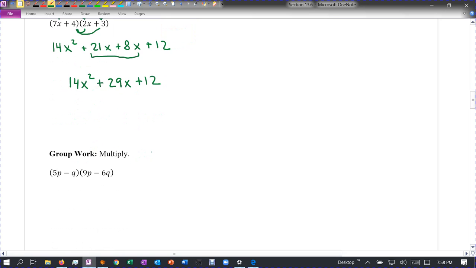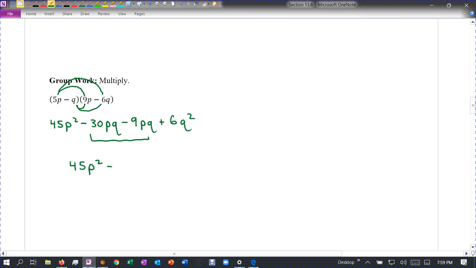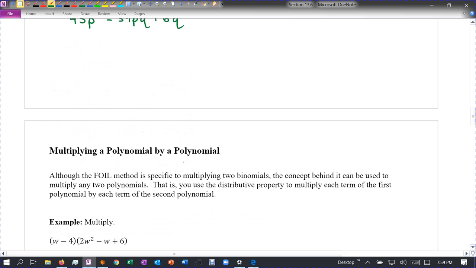All right, let's go ahead and do this one. So we're going to multiply first ones. That's going to give us 45p squared. And then we're going to have minus 30pq. And then here we get minus 9pq again. And then here times here, minus and minus is plus 6q squared. We can combine those two together because they're like terms. And we get negative 39pq plus 6q squared.